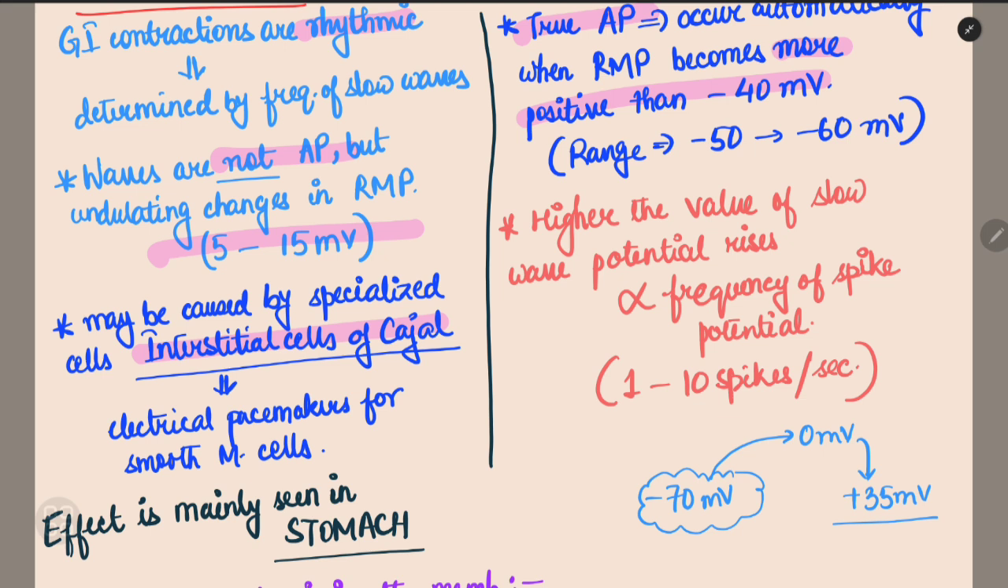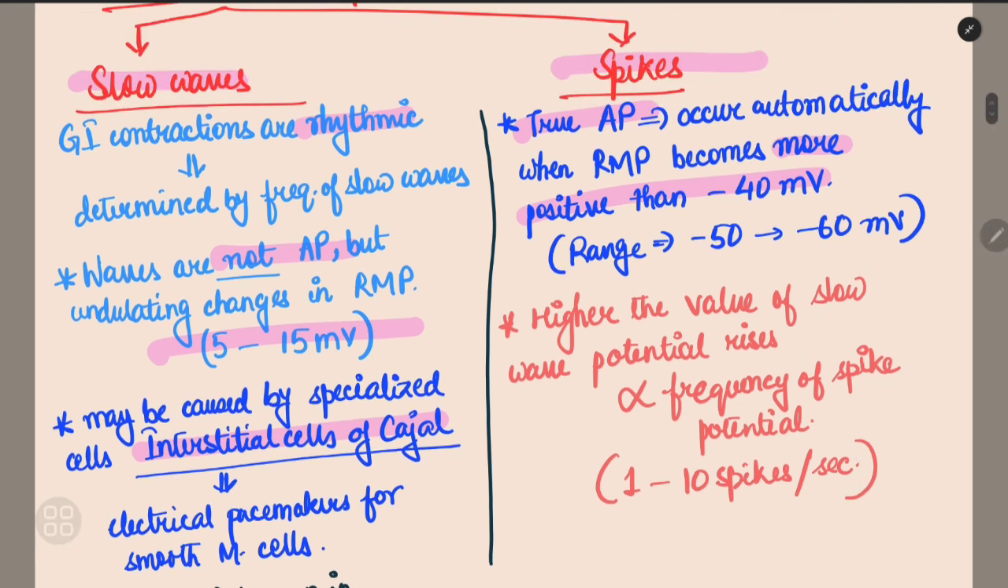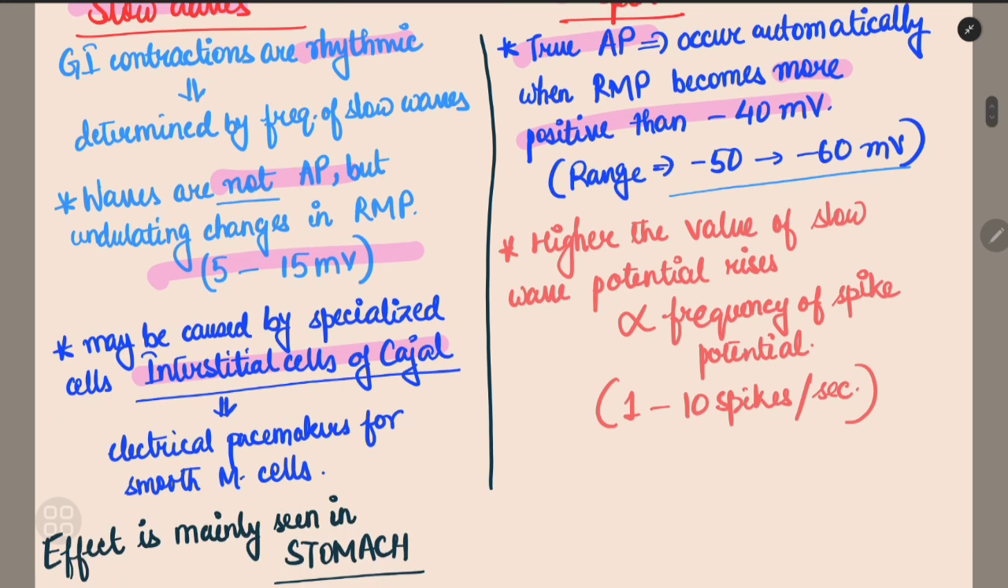That was for a nerve muscle. Now we are talking about the smooth muscles of the GIT. They have a resting membrane potential in the range of -50 to -60 millivolt. Now whenever these action potentials come, there will be a higher value of the wave potential, and there will also be an increase in the frequency of the spike potential, and that is directly proportional.